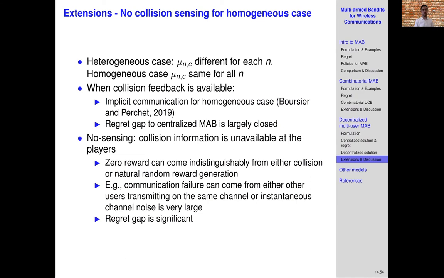In the no sensing case or no collision feedback case, the users do not know collision information. This creates a problem because a zero reward can come either from collision or natural random reward generation, and users cannot distinguish it. For instance, a communication failure can be a result of either other users transmitting on the same channel or instantaneous channel noise is very large. In this case, the regret gap between centralized and decentralized settings is large.